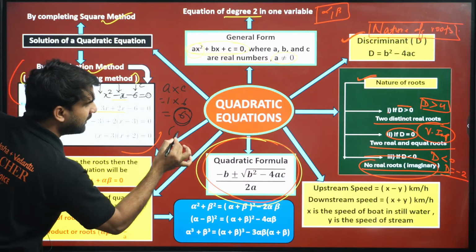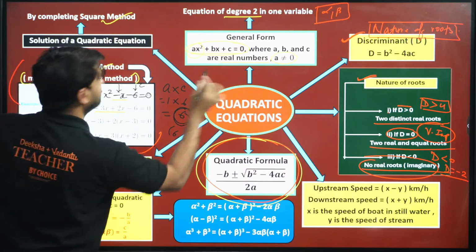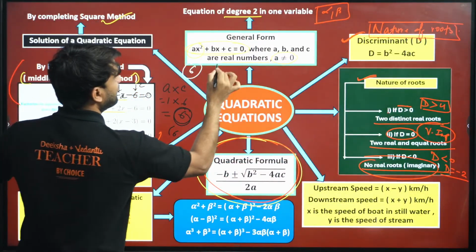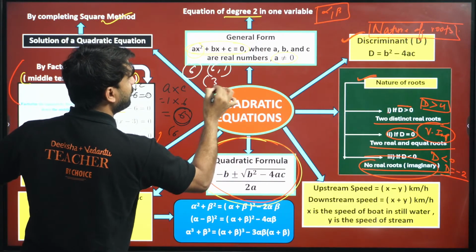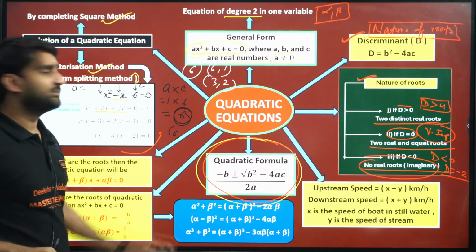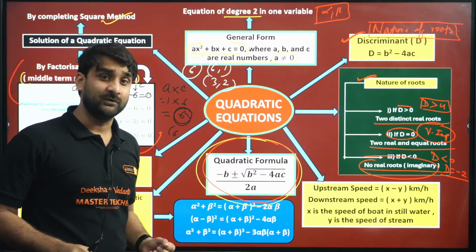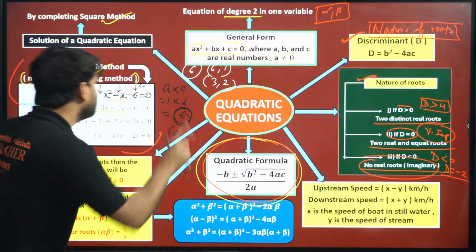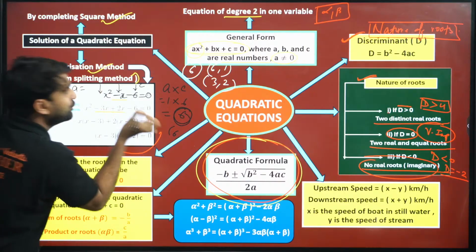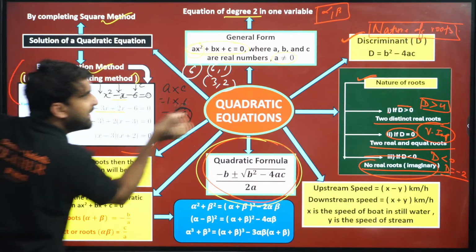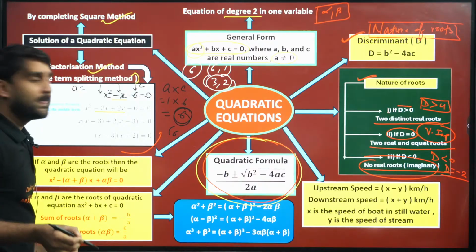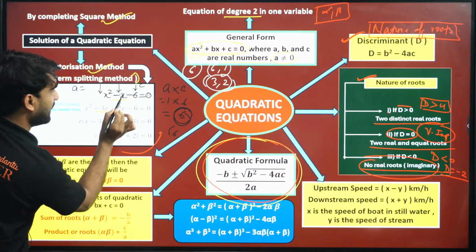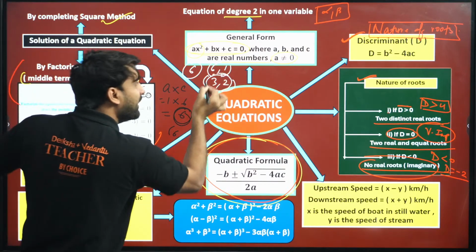So how many pairs will be there for 6? 6 and 1 can be there, 6 times 1 is 6, and 3 and 2 can be there. Only two pairs: 6 into 1 is 6 and 3 into 2 is 6. But you have to take the appropriate pair, which will help you find the middle value. Here the coefficient of x is 1, and the difference of 3 and 2 is also 1. So you have to split x as minus 3x plus 2x, and then only you can get minus 1. So this is your appropriate pair.